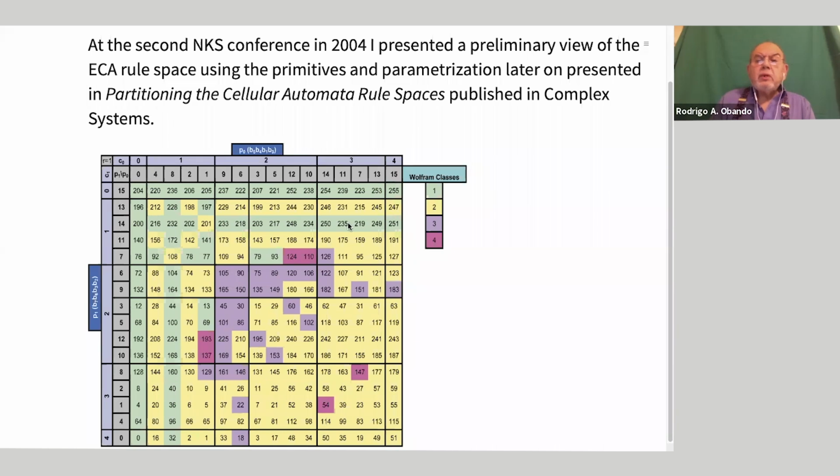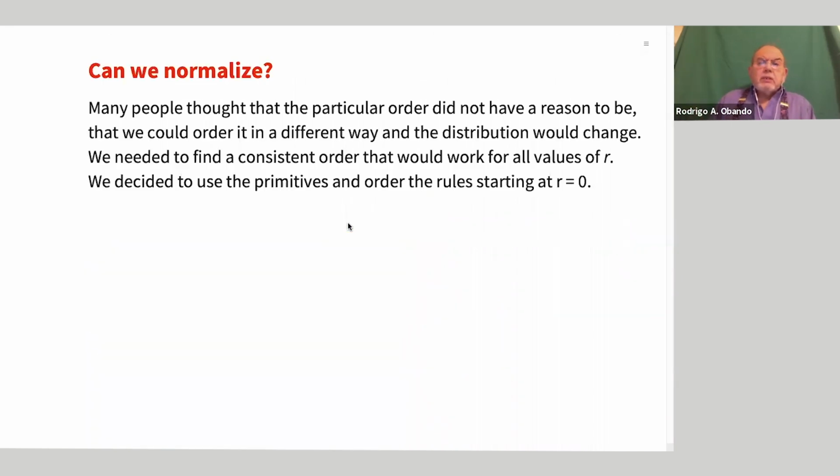The problem was that it seemed arbitrary. It was not arbitrary, but it seemed arbitrary. So can we normalize this? Can we do something with this so that it will be a little bit more useful, and not just for ECA? Many people thought that the particular order had a reason to be, that we could order in a different way and the distribution would change. And they were right. So we needed to find a consistent order that will work for all values of R.